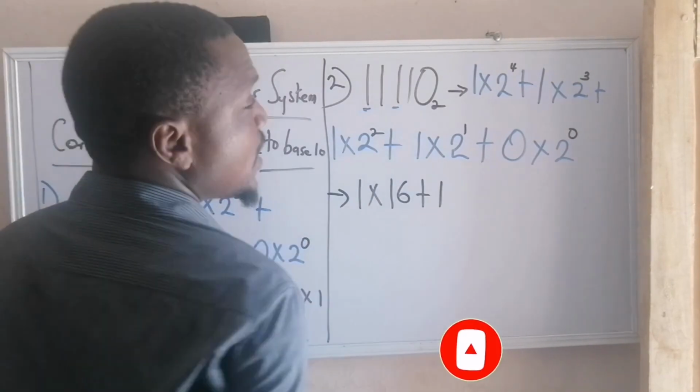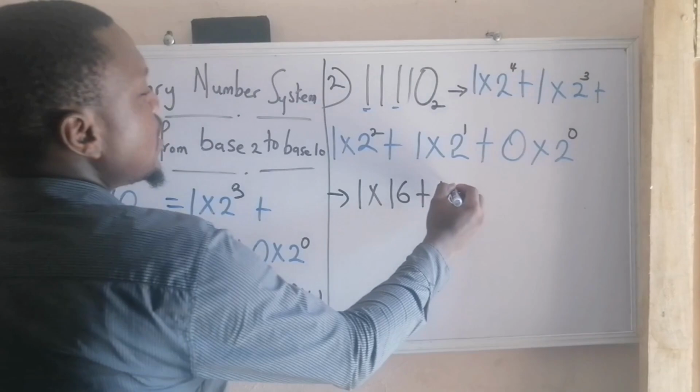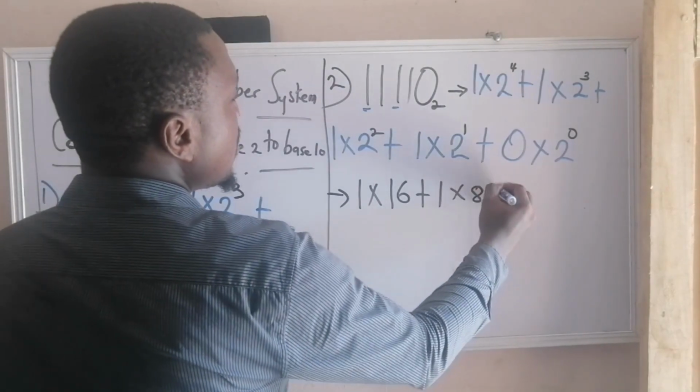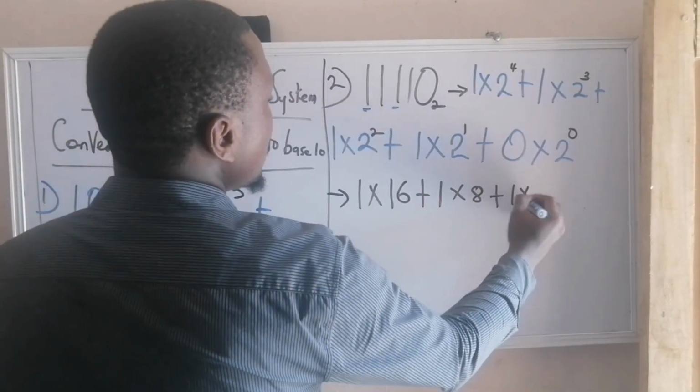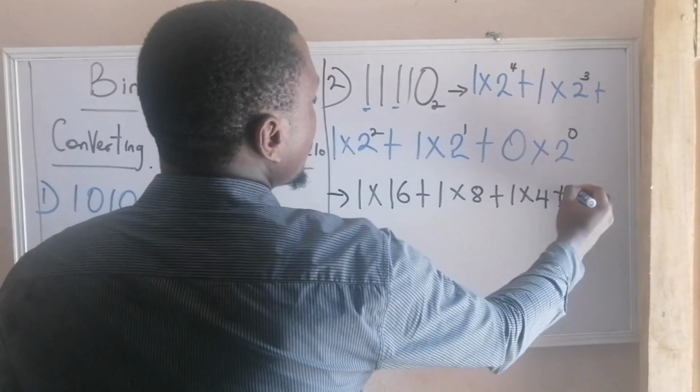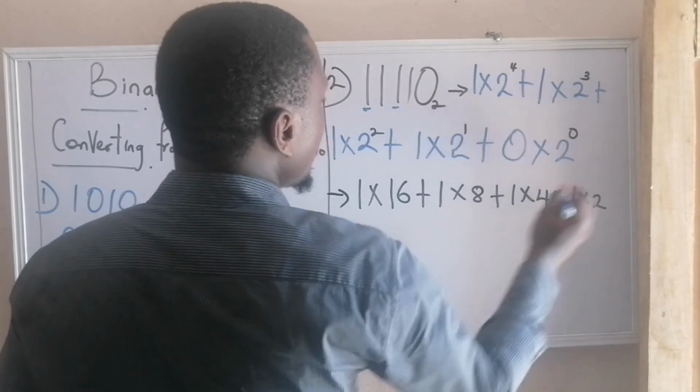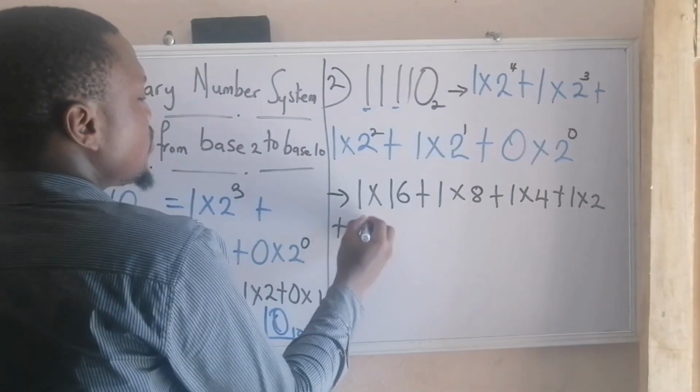Plus 1 times 2 raised to power 3. What is 2 raised to power 3? That will be 1 times 8. Plus 1 times 2 raised to power 2. That will be 4. Plus 1 times 2 raised to power 1. That will be 2. Plus 0 times 2 raised to power 0.